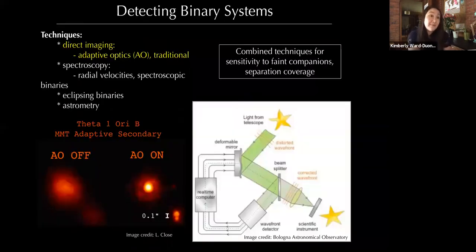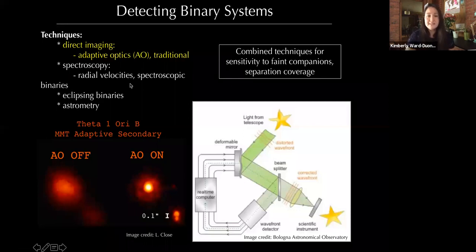So I want to start by talking about binary systems. Binaries give us a really good insight in terms of the star formation process, understanding things like the initial mass function, but also the interplay between planetary systems and their host stars. There are many ways we can detect binary systems. I focus predominantly on trying to use direct imaging, which is either using adaptive optics imaging or traditional direct imaging.